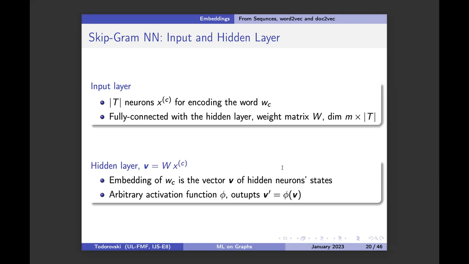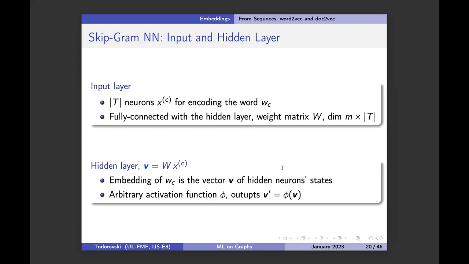This layer is fully connected with the hidden layer in between, and the weight matrix W is the matrix of the weights of the synapses connecting these two layers. The weight matrix is of dimensions m times t. The states of the neurons in the hidden layer are then very simply calculated as the product of W and x_c. And that is my encoding.